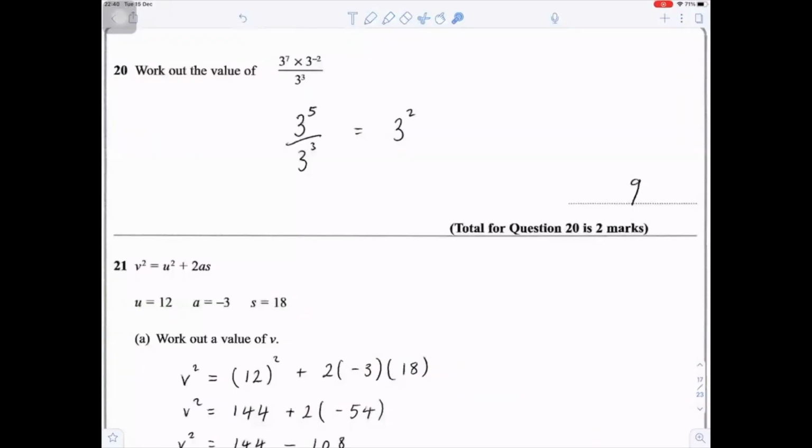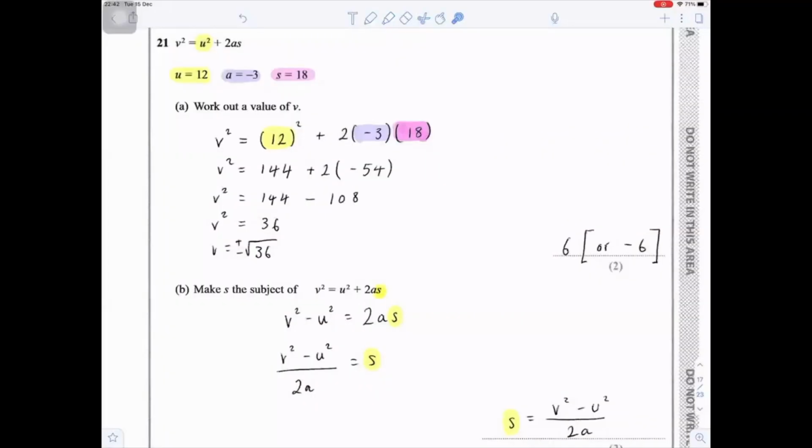Question number 20. Work out the value of 3 to the power 7 times 3 to the minus 2 divided by 3 cubed. You add the powers. 7 minus 2, it gives you 5. So it's 3 to the power 5 divided by 3 to the power 3. That means you subtract the powers. 5 minus 3, it gives you 2. So that's 3 to the power 2, which is 9.